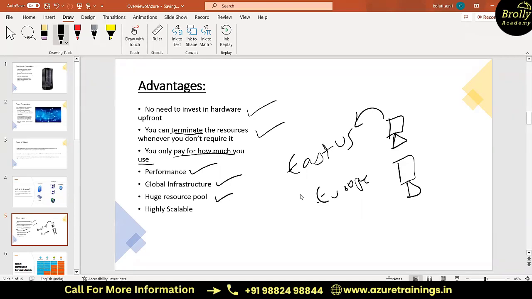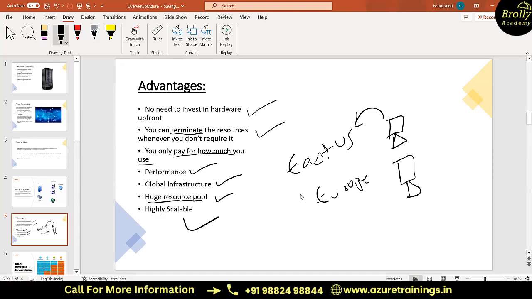As I mentioned, they have a huge resource pool. We don't need to bother about whether I can create 1,000 virtual machines if I need them. No need to worry about the resource pool, because they have a huge one. We can create any number of virtual machines as per our requirement.